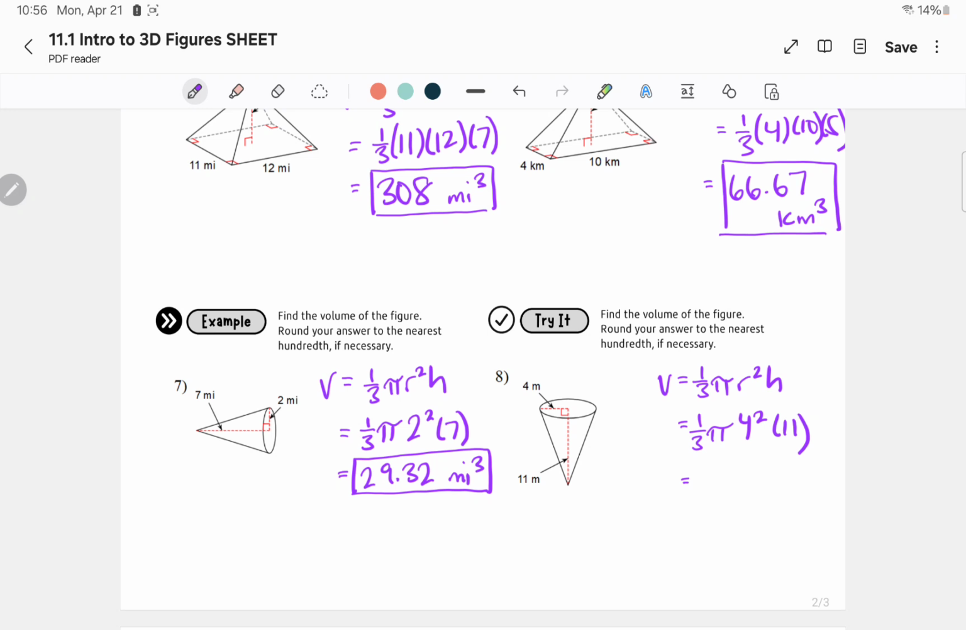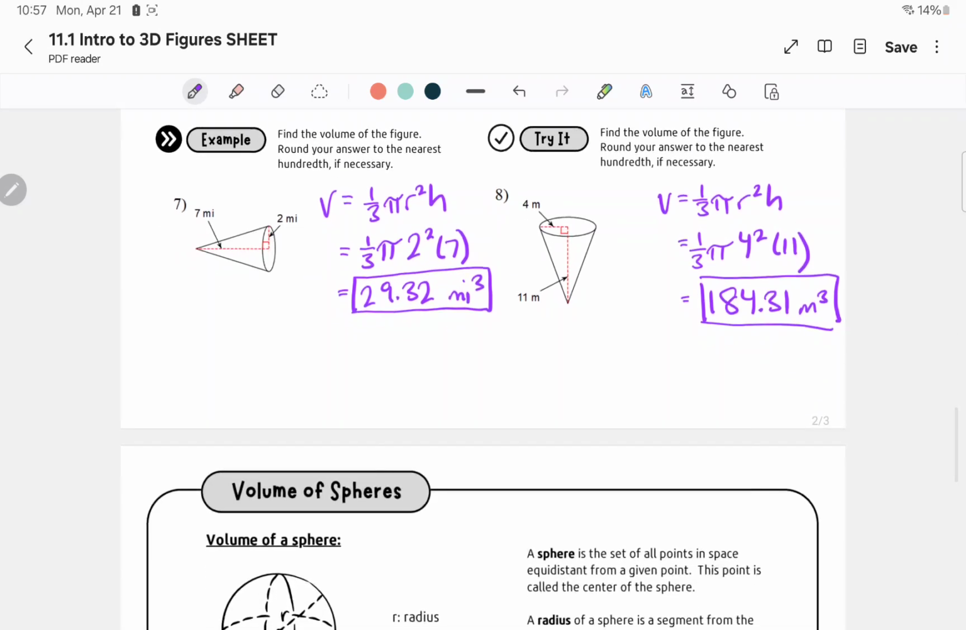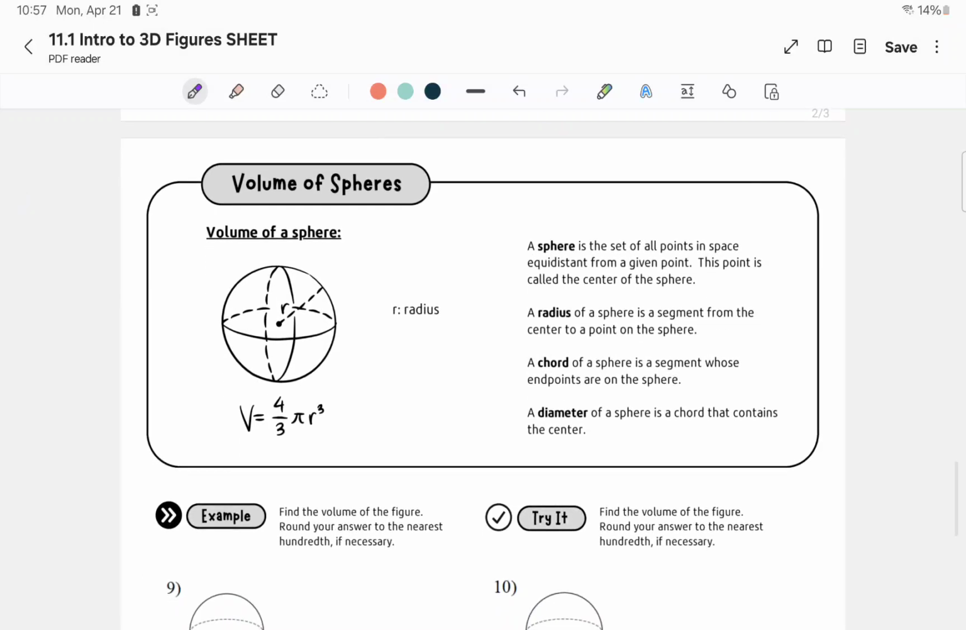So one more time in the calculator, I would do the pi times the 4 squared, or times 16, times 11, put all that in, and then divide by 3. And you get 184.31 cubic meters. All right, so again, all of this lesson is just following formulas. Very, very simple. We got one left.